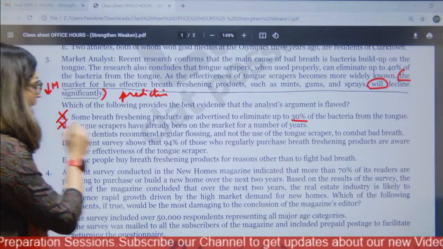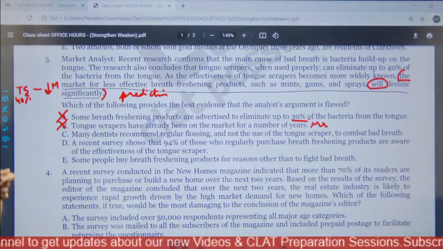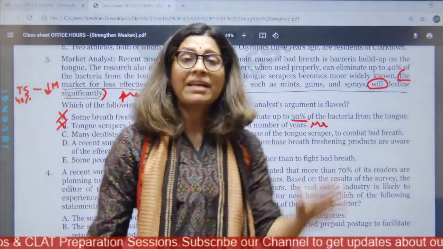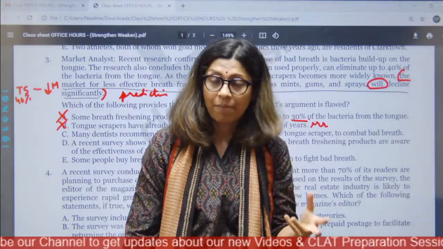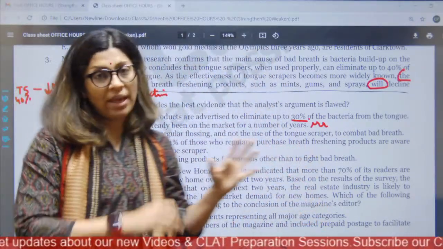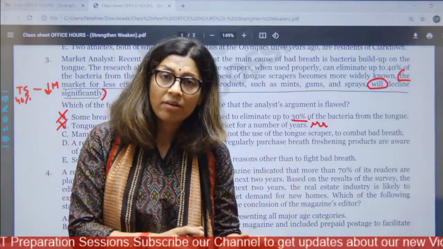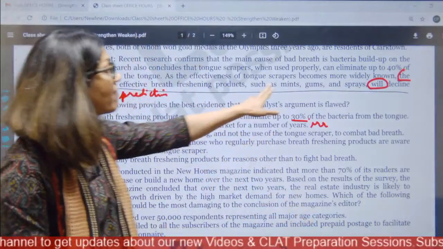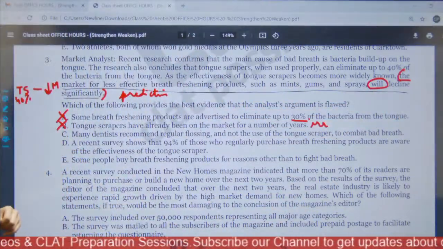B is irrelevant. Tongue scrapers have already been on the market for a number of years, fine. But only recently have the researchers concluded that they are killing more bacteria. So they may be on the market, but now as the news will spread that these scrapers are killing more bacteria, the author is saying that eventually people will stop buying all this. So B can also be eliminated.